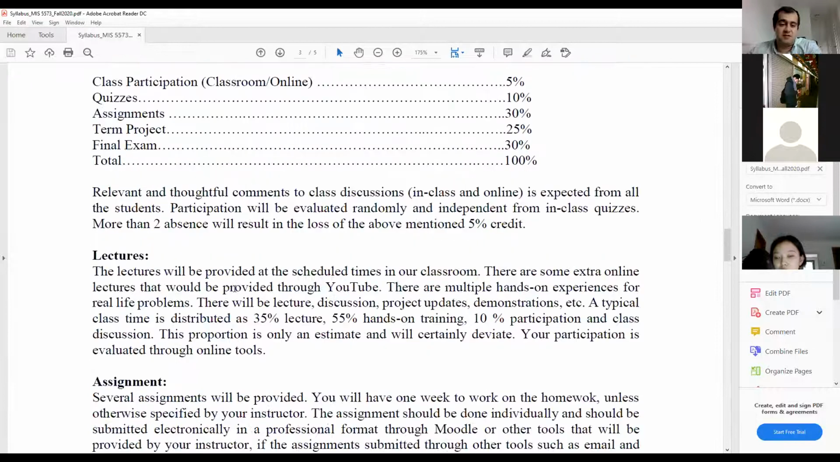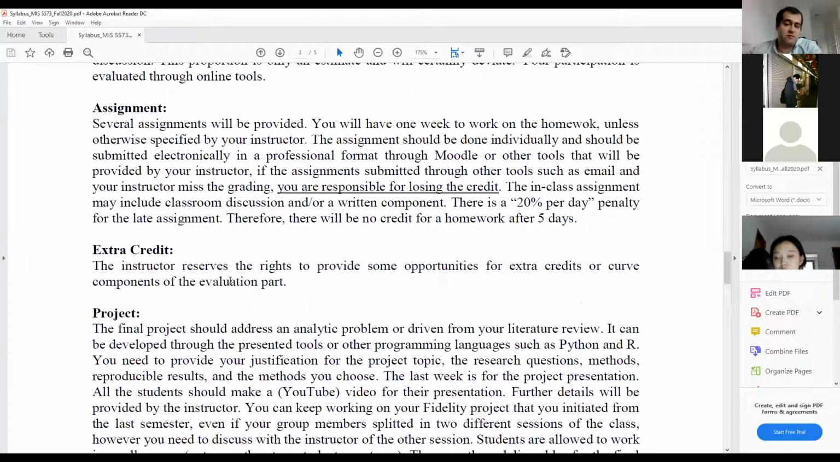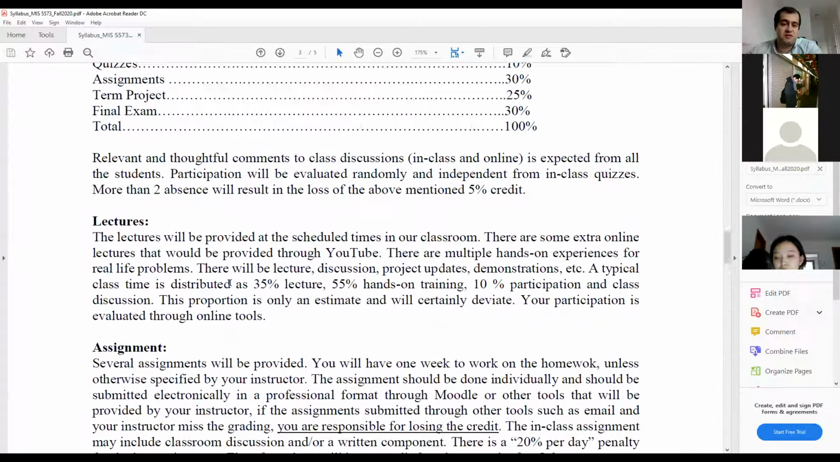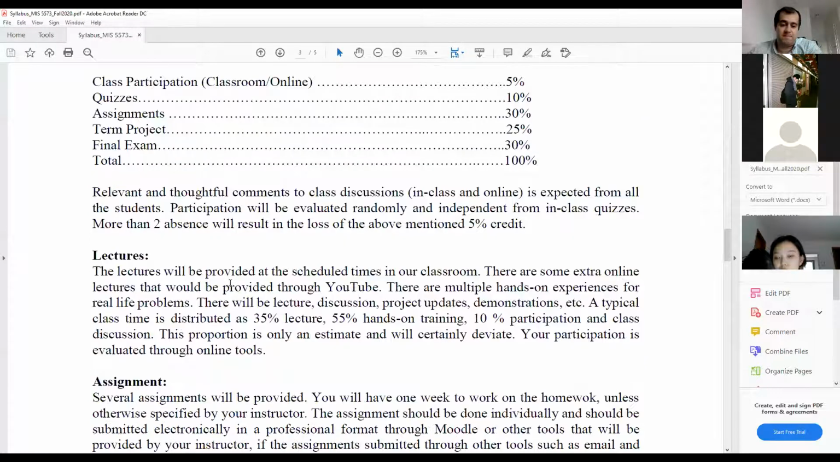And if you have questions, you can just use your microphone or your camera and ask the questions. You don't have to just text me.